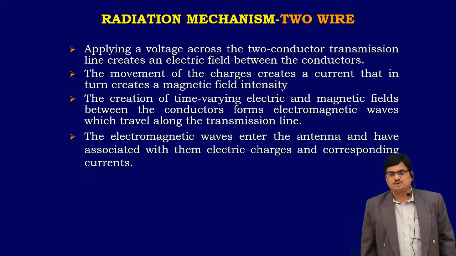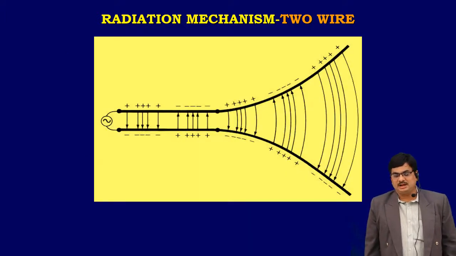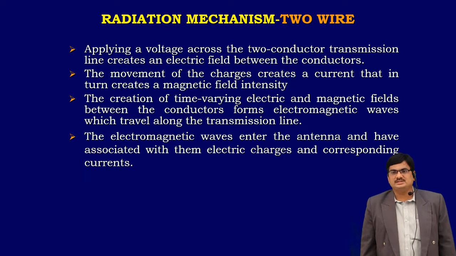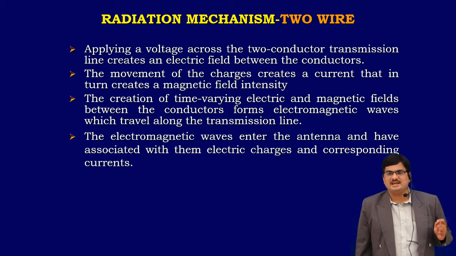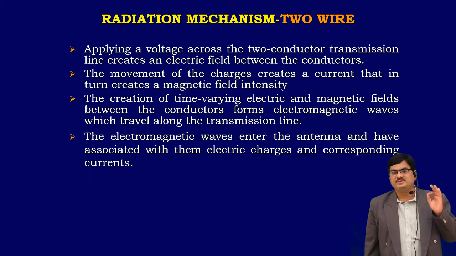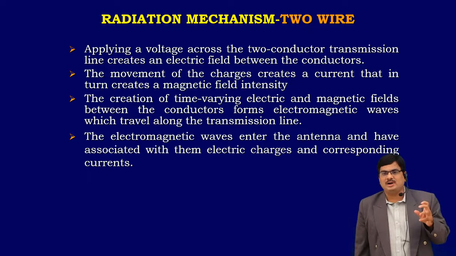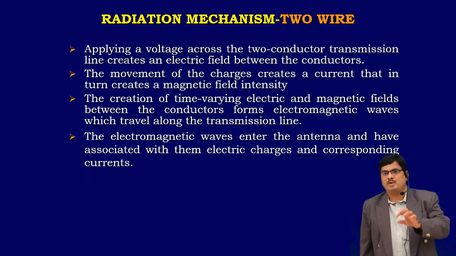So what is a two-wire antenna? Here we are taking two wires, they are separate, and we are giving the supply, an electrical power AC voltage, in between the two wires. So we apply a voltage across the two-conductor transmission line. Once we give the AC voltage to the transmission line, first an electric field is generated. Due to this, the free charges will move from their initial position and wander here and there.